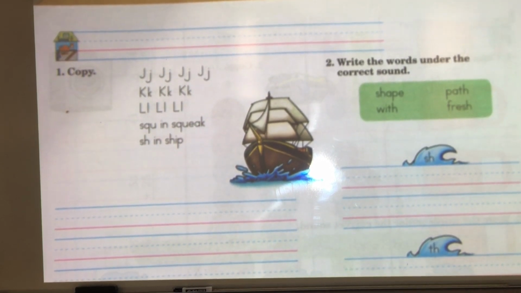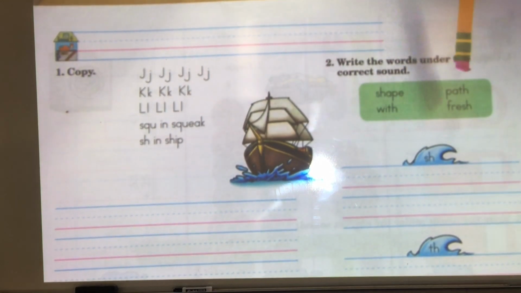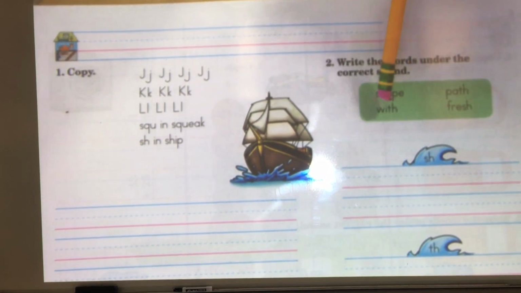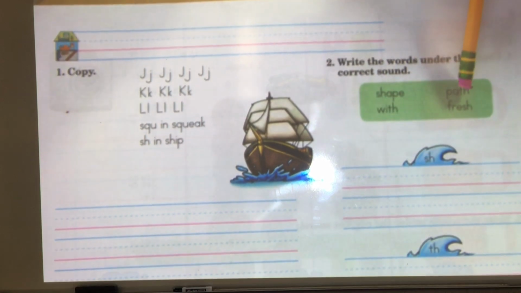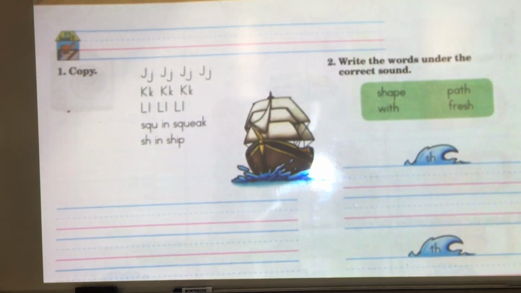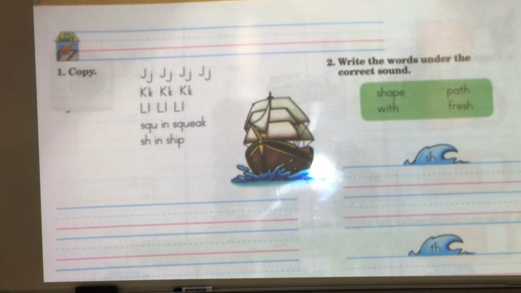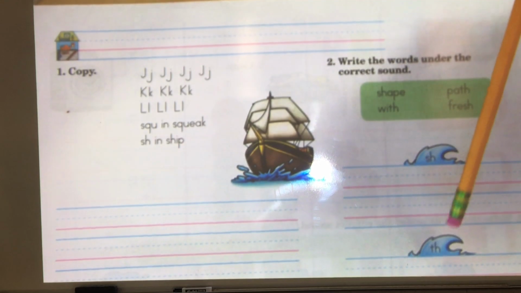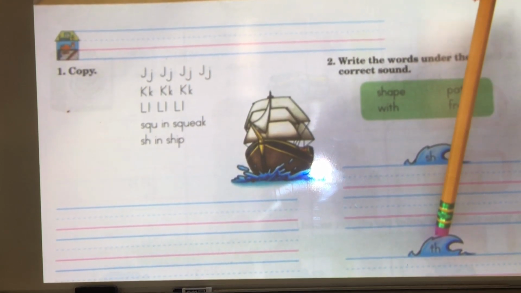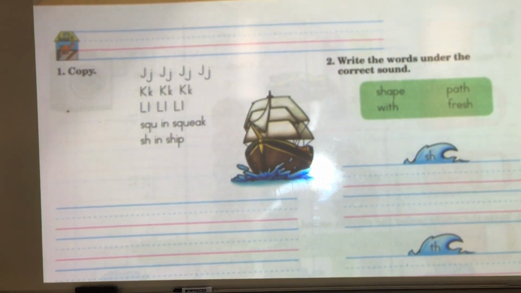Let's take a look at section 2. Write the words under the correct sound. The words in the word box are shape, path, width, fresh. Here, the special sound is sh in ship. And then you have th and thick.